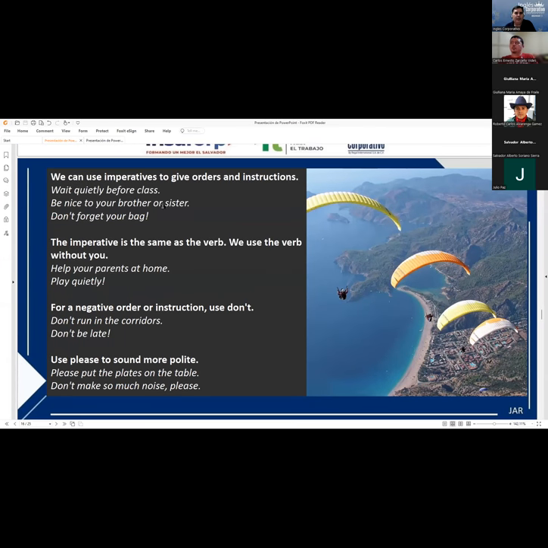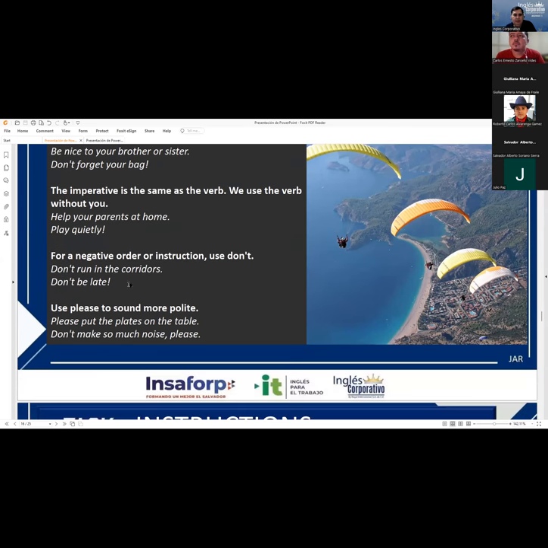It says, we can use imperatives to give orders and instructions. Wait quietly before class. Be nice to your brother or sister. Don't forget your bag. The imperative is the same as the verb. We use the verb without you. Help your parents at home. Play quietly. For a negative order or instruction, we use don't.